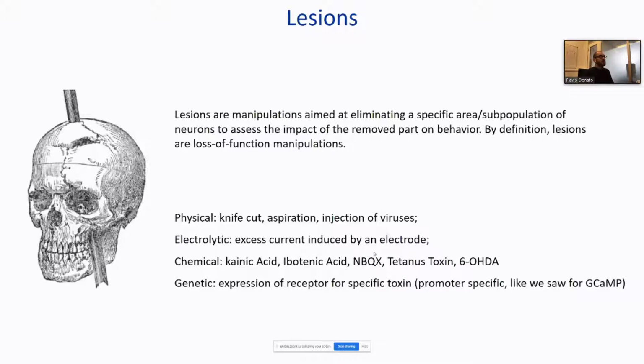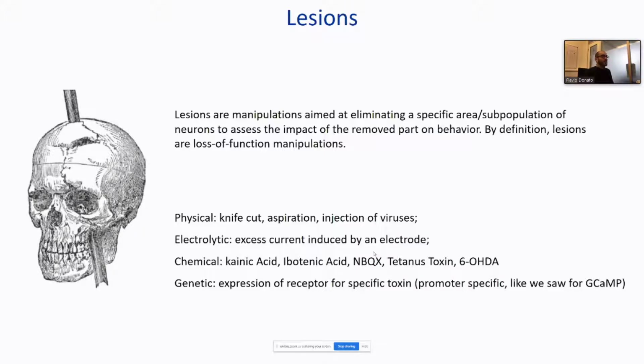Lesions are probably the oldest type of manipulation that has been done in the brain and are quite intuitive to understand. These are manipulations that are aimed at eliminating a specific area or population of neurons to assess the impact that these neurons might have on the removed part. By definition, lesions are loss of function manipulations, but of course you can imagine that if you get some sort of specificity for a population of neurons, you can also get a gain of function manipulation. For example, if you are able to target specifically interneurons.